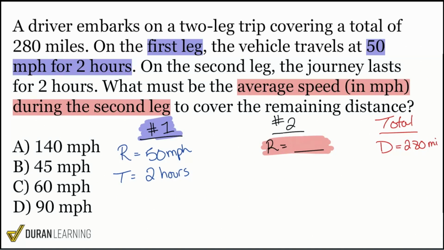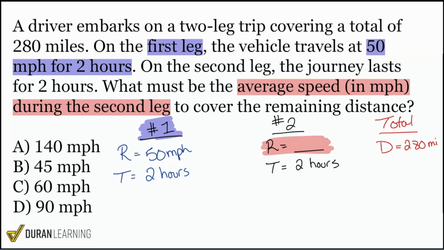All right. Next up, it says, on the second leg, the journey lasts for 2 hours. Okay, great. So we know that the time for the second leg is 2 hours. All right, so here we are, everybody. We now have everything. Let's ask ourselves, what are we focusing on? The first leg, the second leg, or the total? Where's our focus, everybody? Yeah, our focus, and I know there's a little bit of debate in the chat box, but our focus is the second leg.